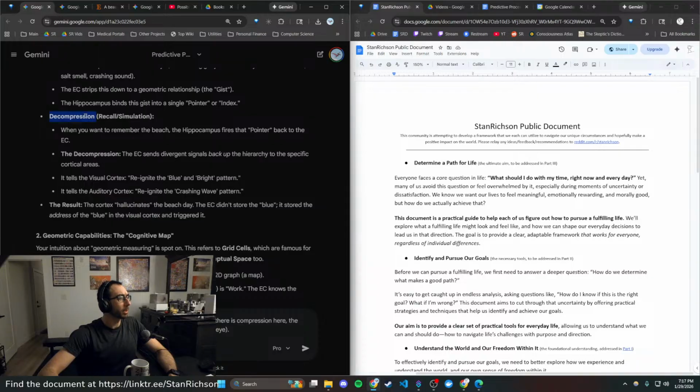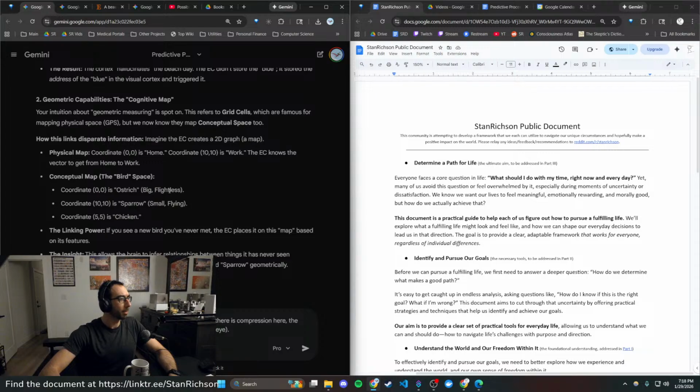All right, decompression, recall simulation. Basically, it's just doing the opposite. When you want to remember the beach, the hippocampus fires that pointer back to the EC. The EC sends divergent signals back up the hierarchy to the specific cortical areas. Reignite the blue and bright pattern. Okay, right.